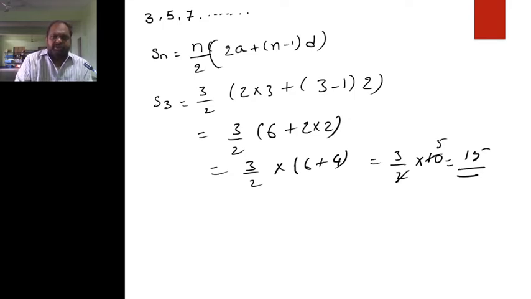So Sn is equal to n by 2 into 2a plus n minus 1 into d. It is the first formula to find the sum of n natural numbers. So we can find any sum of series using this formula. Okay, suppose 4, 8, 12 and so on. Find S20. We know the formula.